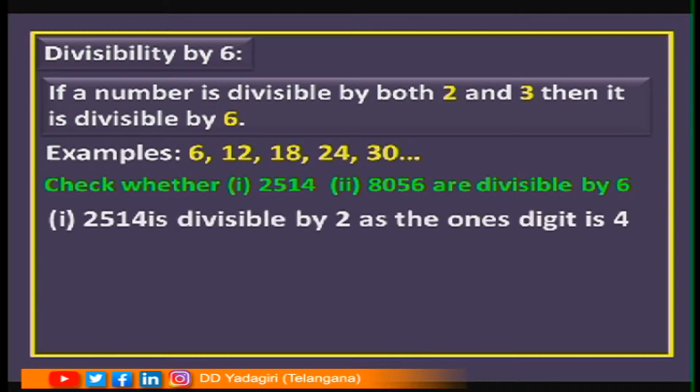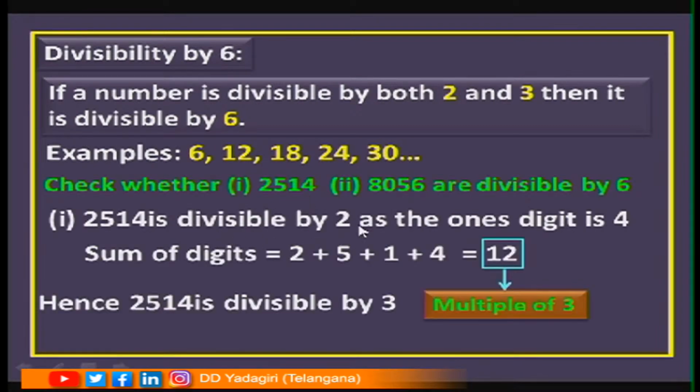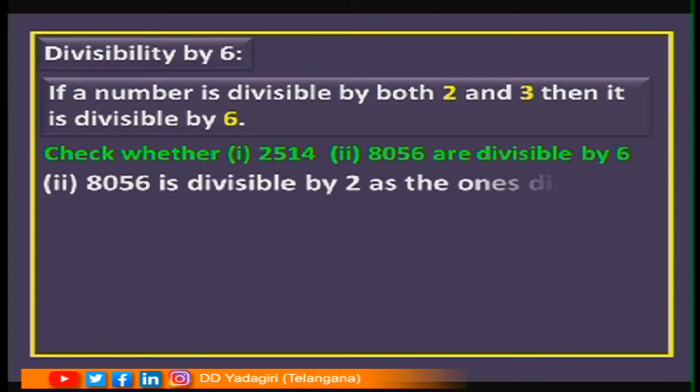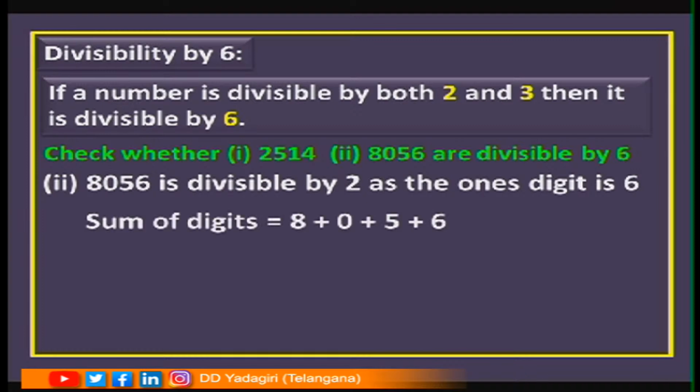So let us consider the first number, 2514. It is divisible by 2 as well as by 3. Hence I can say that 2514 is divisible by 6. Let us move on to our next example, that is 8056. Now since in the ones place we have 6, this number is divisible by 2. Now let us see the sum of digits, 8 plus 0 plus 5 plus 6. What do you get, children, now? Yes, you are going to get 19.